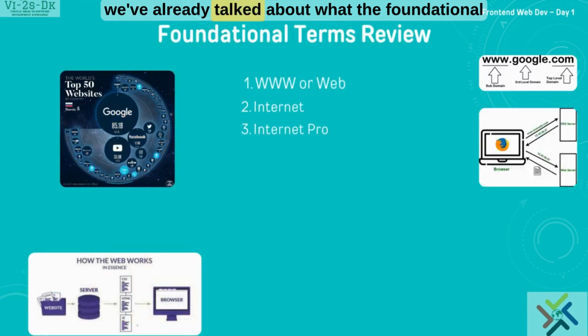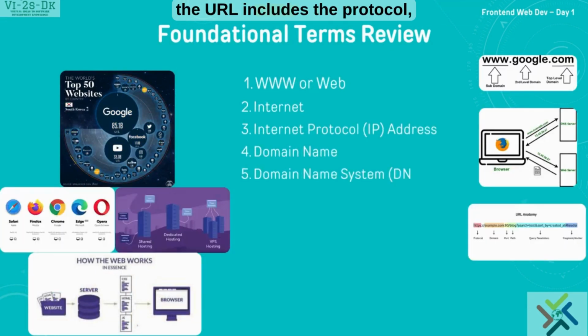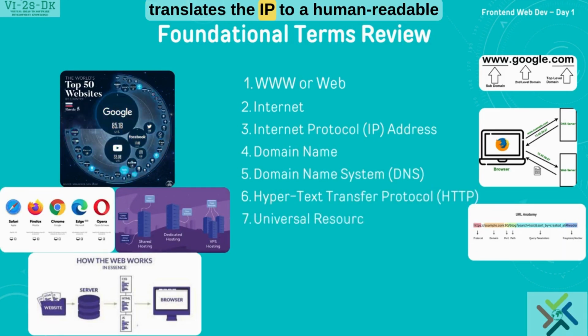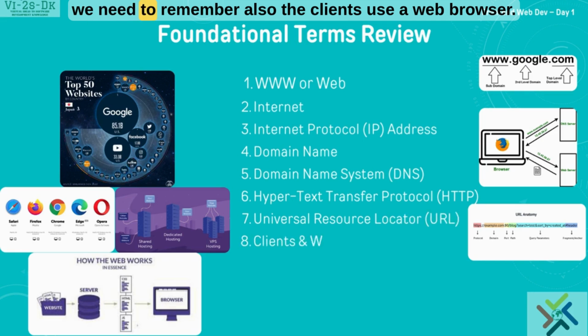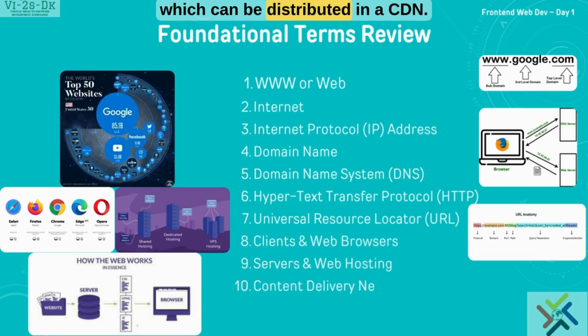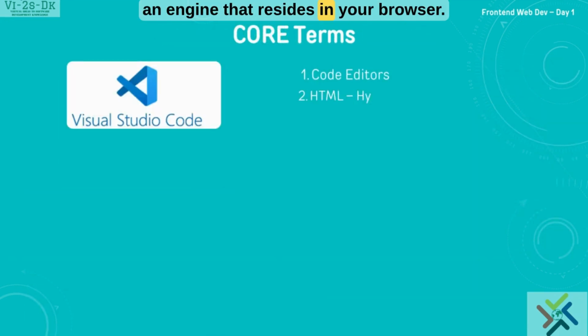Now, previously, we've already talked about what the foundational terms of web development include. For instance, the URL includes the protocol and the domain, which translates the IP to a human-readable form. Now we need to remember also that clients use a web browser, your files are saved on your server, which can be distributed in a CDN, and JavaScript actually has an engine that resides in your browser.